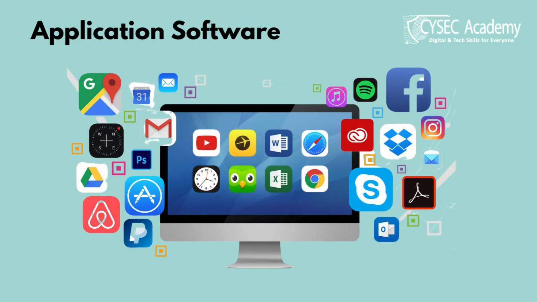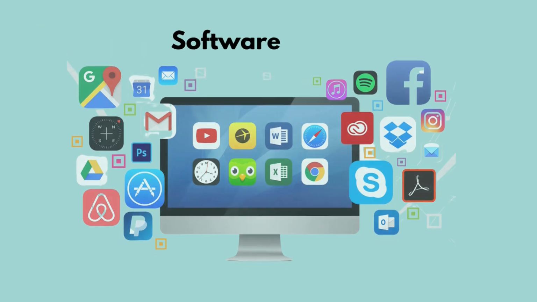Application software. Application software, also known as end-user software, is any computer program designed for use by individuals or businesses to perform specific tasks. These programs are distinct from system software, which manages the computer's hardware and core functions. Examples of application software include Microsoft Suite, Google Workspace, web browsers, and mobile apps.